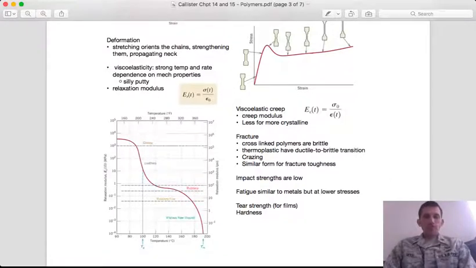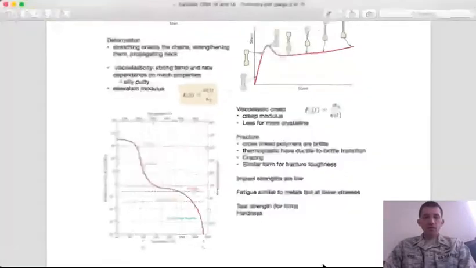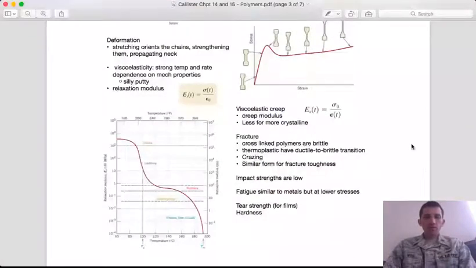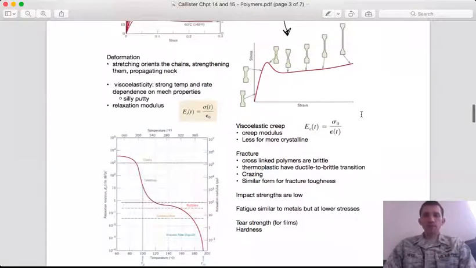We also have viscoelastic creep. So this is another way, I guess, of thinking about viscoelasticity, in the sense that instead of holding the strain constant and looking at the decrease in stress over time, here we're actually holding the load constant and looking at the increase in strain over time.